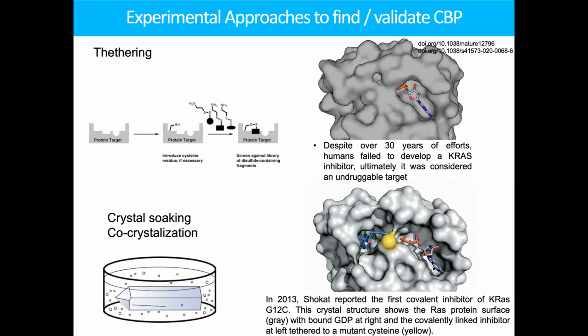But then, thanks to the work of Shokat and others, they found the first covalent inhibitors of the KRAS mutant G12C, whereby covalently binding to this cysteine, they were able to find this cryptic cavity. And now there are a number of drugs, either in clinical trials or already approved, that use this pocket to bind to KRAS.